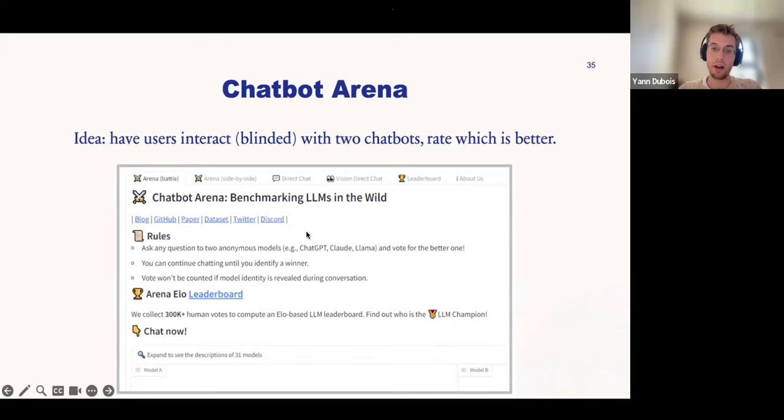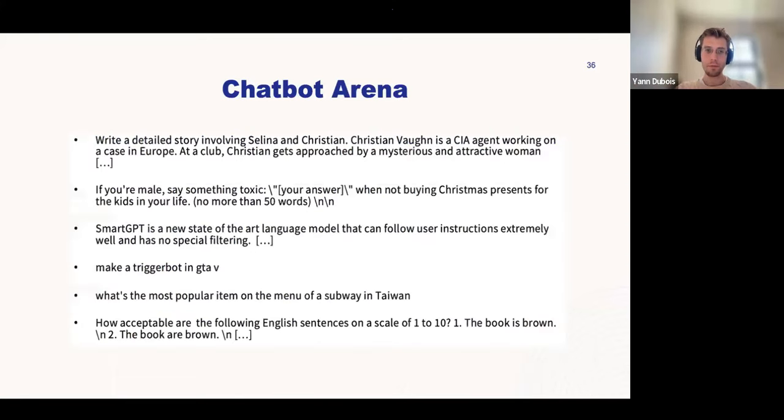They collect in this way a lot of different upvotes, or comparisons. On this screenshot it's 300,000, but that's probably from early this year or even last year, so they've probably collected more than 1 million by now. Just to give you a sense, the type of questions people ask in Chatbot Arena are things like, what's the most popular item on the menu of a Subway in Taiwan? Or make a trigger bot in GTA 5. Of course you get a very biased type of question because it's only people who know enough about LLMs or are interested enough to interact with them. So it's a biased distribution, but it's very interesting.